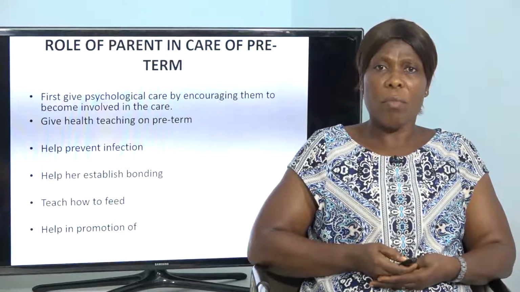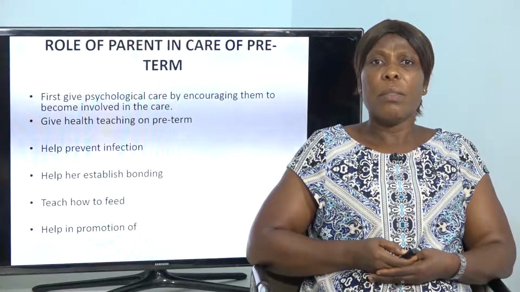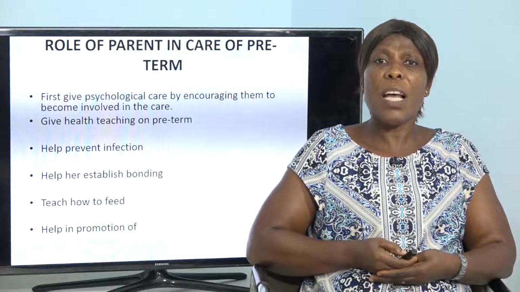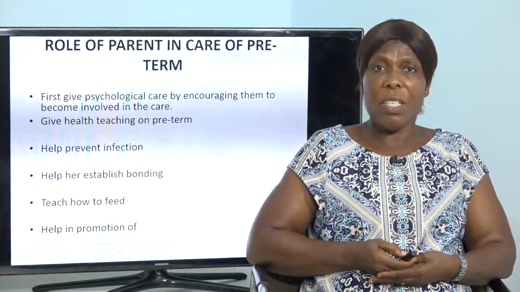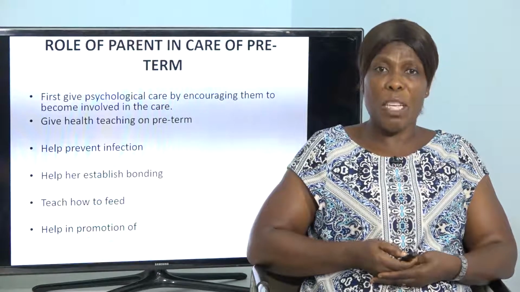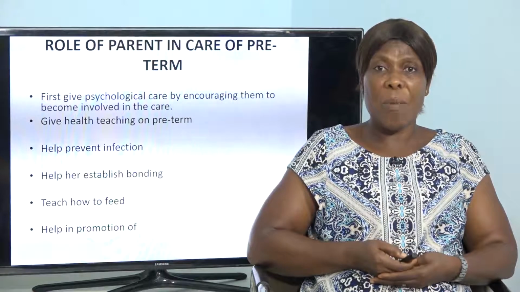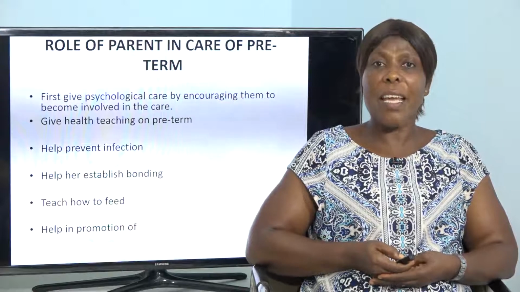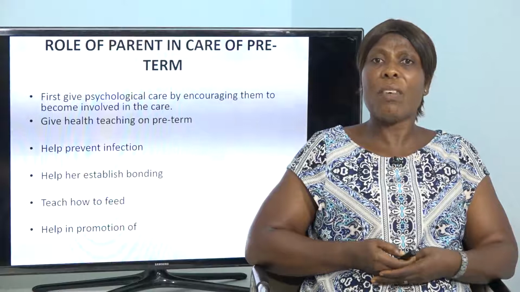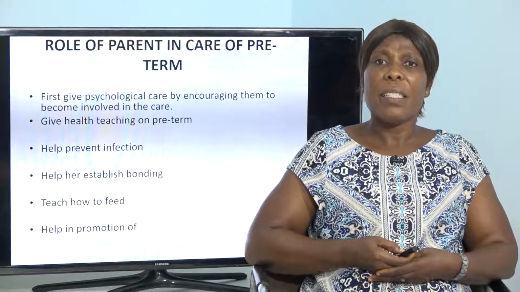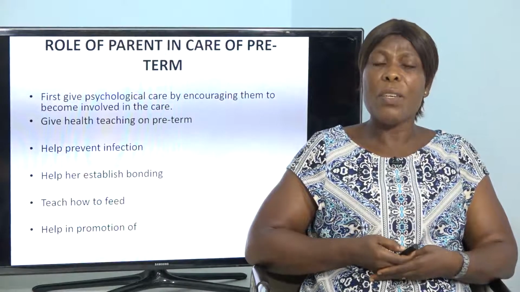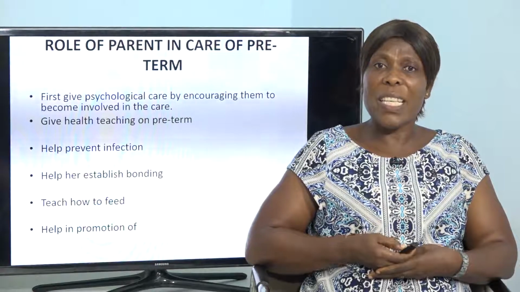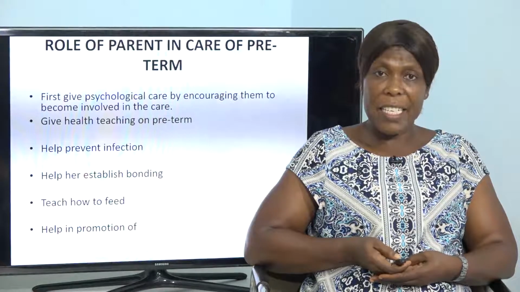We need to give them health talk. Teach them how to care for the baby. We need to tell them how they will help prevent infection in the baby. We also have to help establish bonding. Very, very necessary. The bonding alone will provide warmth for the baby. We also have to teach them how to feed the baby. And then good health promotion. Because if we don't teach the mothers, they cannot take care of their preterm babies. So we have to give them the psychological care, encourage them, involve them in the care, and then teach them how they will manage this preterm baby without any problem, how to prevent infection, establish bonding, how to feed these babies for them to maintain the normal growth rate, and then health promotion in the baby.